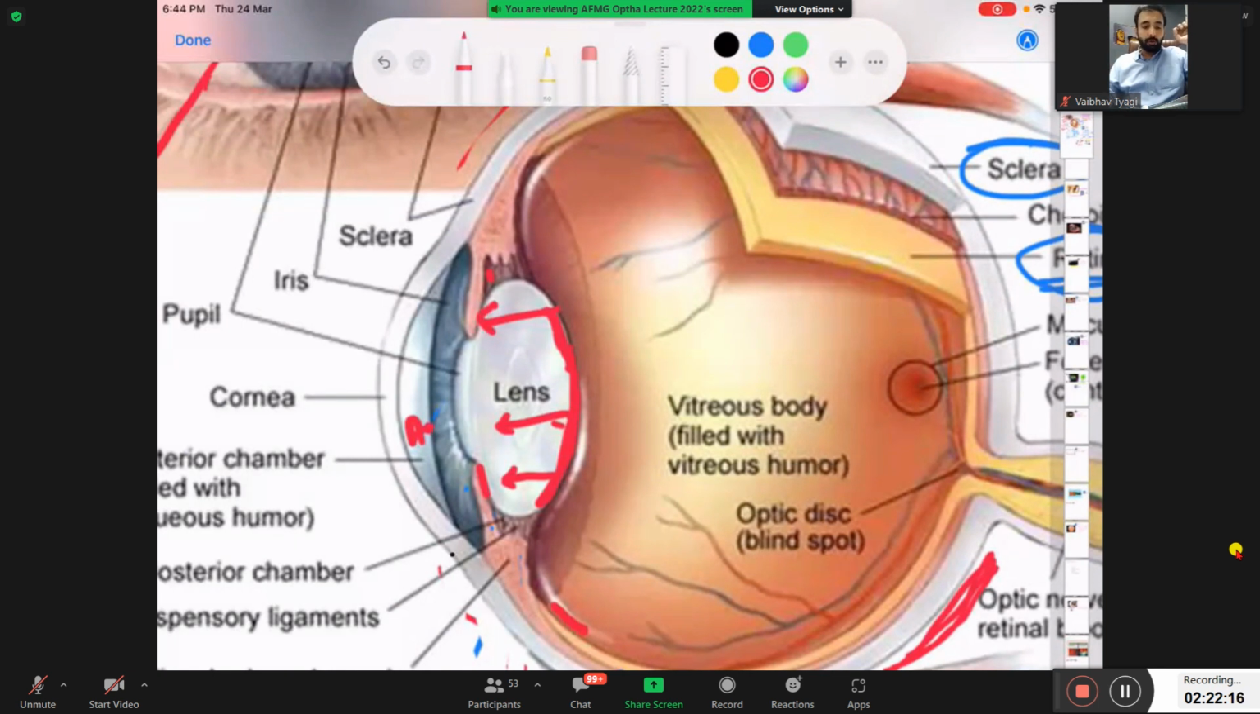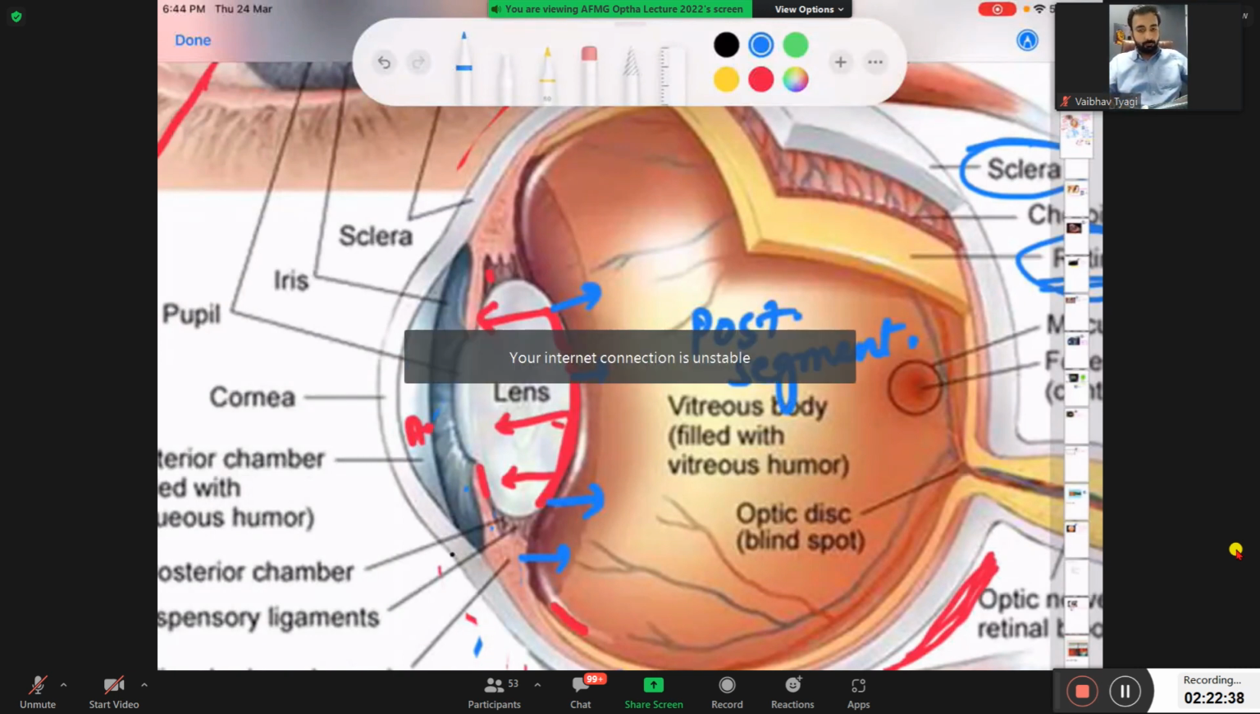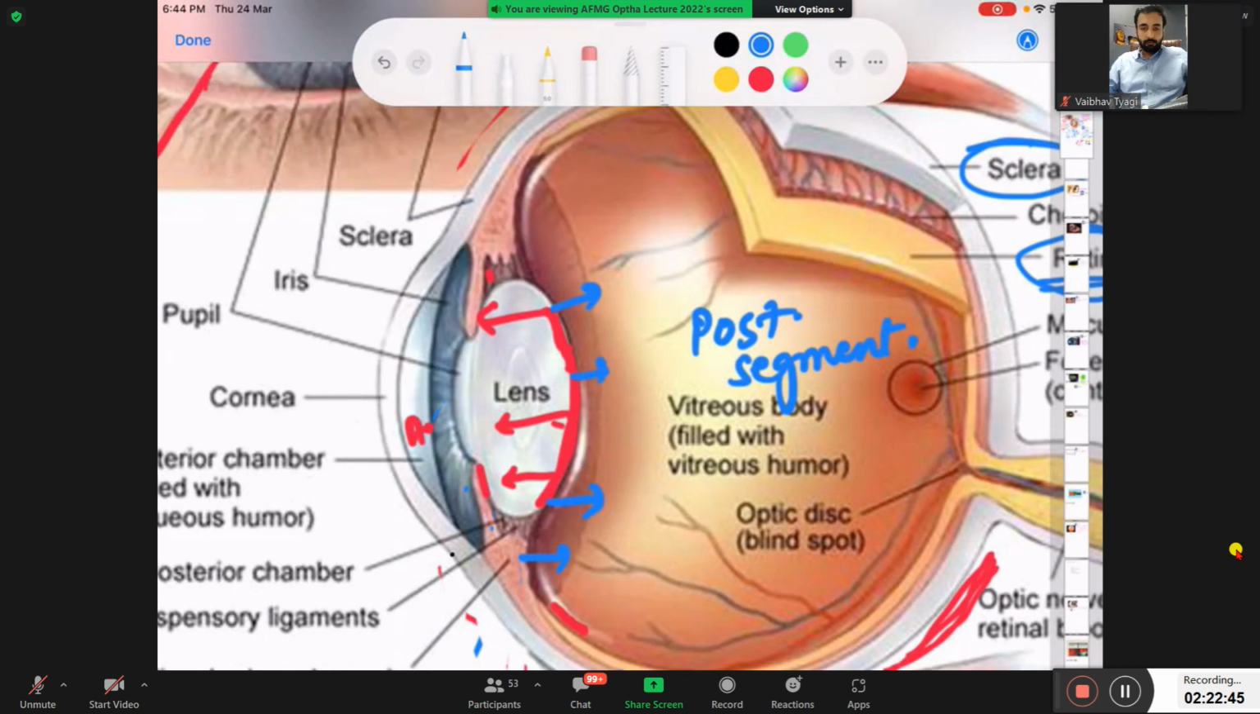Now, what is the posterior segment of the eyeball? All the structures lying posterior to the posterior capsule of the lens comprise the posterior segment of the eyeball. This much is clear? Anterior segment, posterior segment clear? Give me a thumbs up.